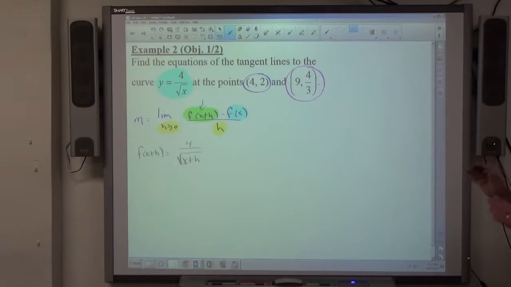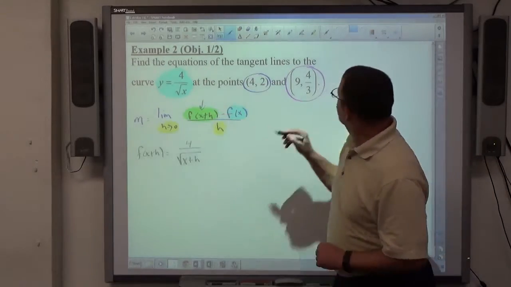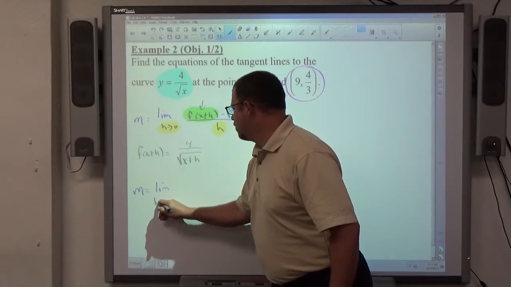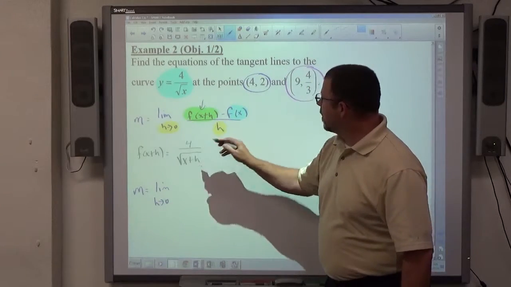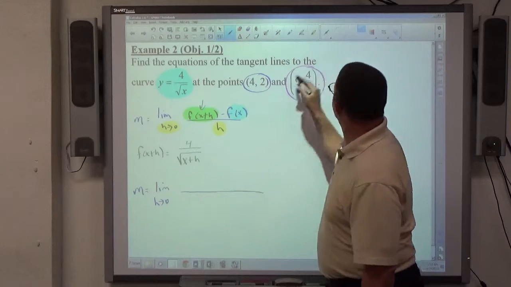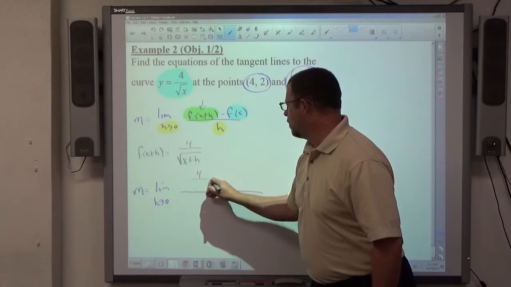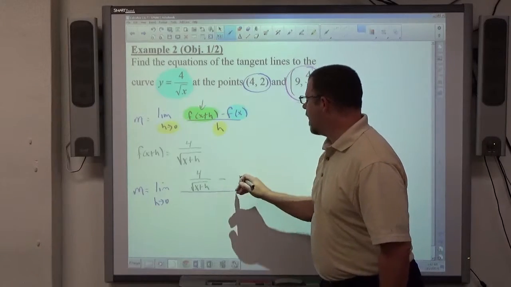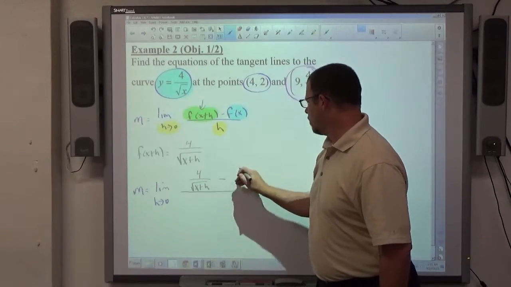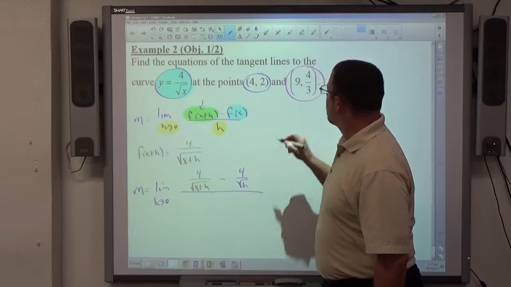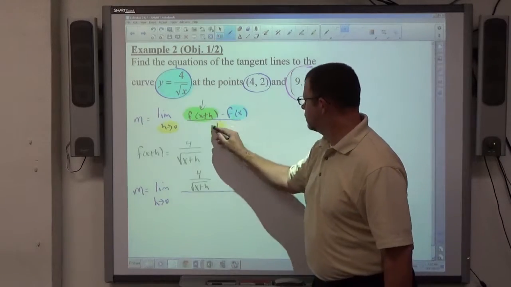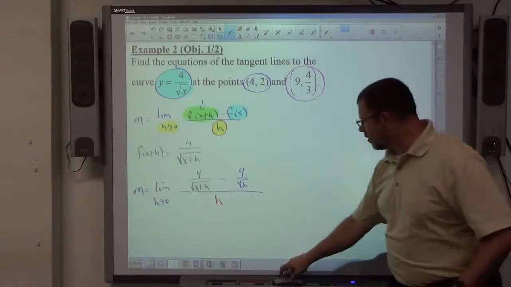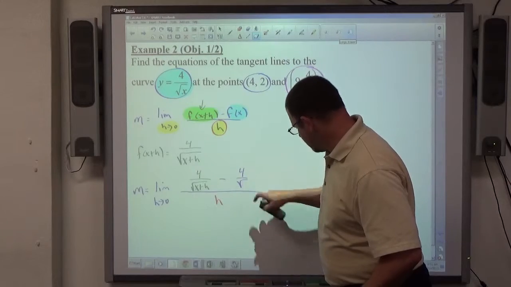Looking at this structure, if I go with my slope formula, slope equals the limit as h approaches 0. F of x plus h goes right here, so I'm going to put 4 over the square root of x plus h. I'm supposed to subtract from that f of x. F of x is the function, 4 over the square root of x. And what goes on the bottom is h. Oh, thank you, Chris. Yeah, x, not h there, sorry.